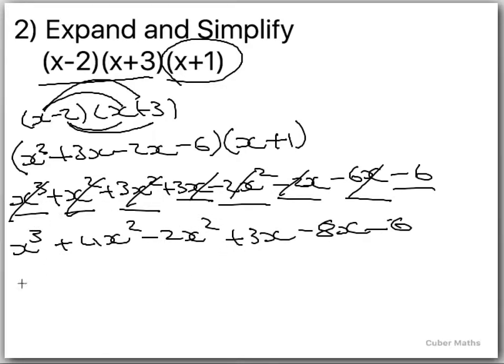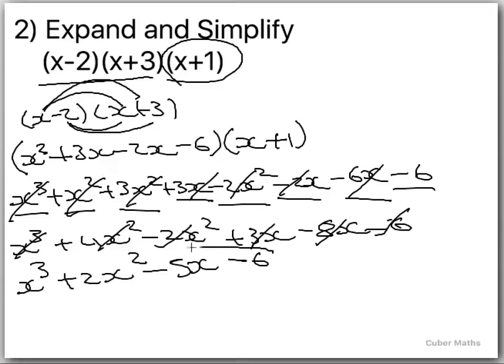Now we can simplify this down a bit more. So we're going to end up with x cubed, add 4x squared minus 2x squared, which is going to just give us add 2x squared. So we cross them off. Plus 3x minus 8x, which is going to give us minus 5x, and then minus 6 on the end. So that is our answer, fully expanded and simplified.